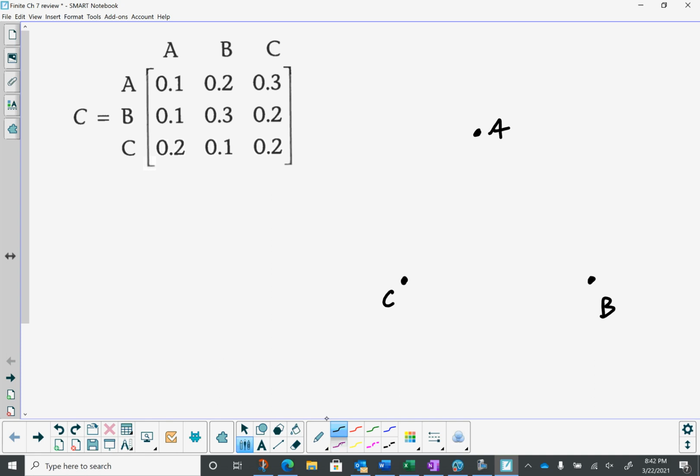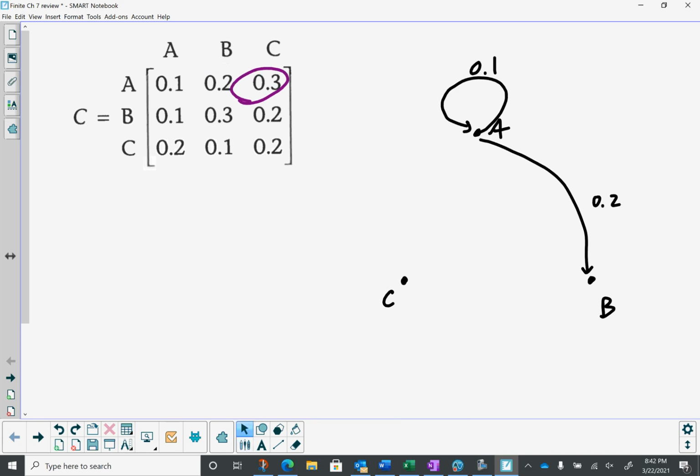I'm just going to keep moving these things around here. So for sector A, consumes 1/10 of what it produces. So for sector A, we make a nice loop. And again, it said a weighted figure here, so we've got to put in the numbers. From A to B, that's 0.2. A to C, that's 0.3.